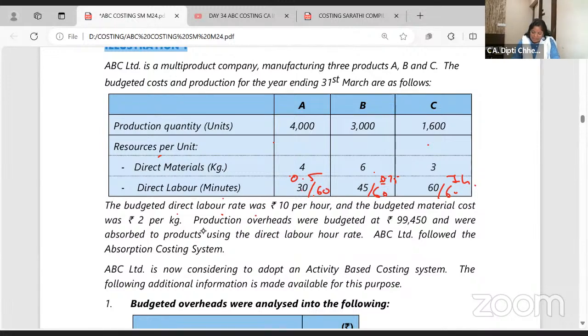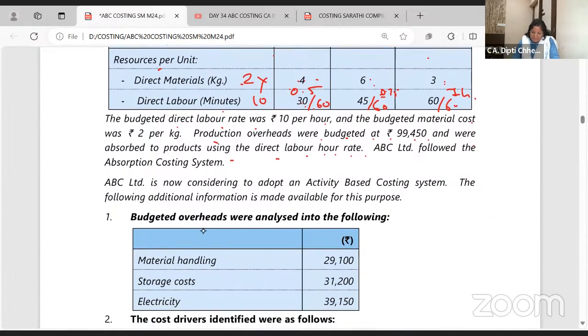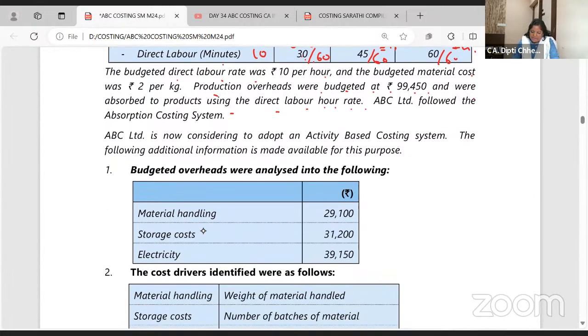The budgeted direct labor rate is 10. Budgeted material rate is 2. Each unit requires 4 kg and 2 per kg. Each unit requires hours and 10 per hour. Production overheads were budgeted and were absorbed to products using direct labor hours. ABC Limited followed absorption costing. ABC is now considering adopting activity-based costing. Budgeted overheads were analyzed.